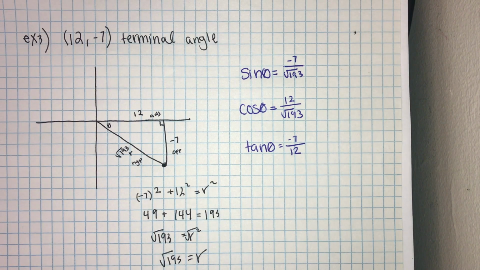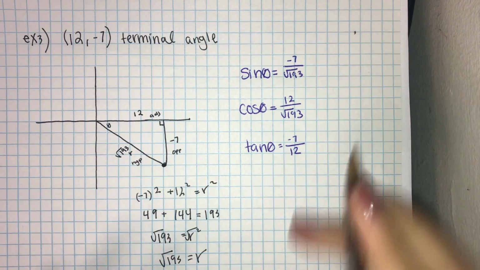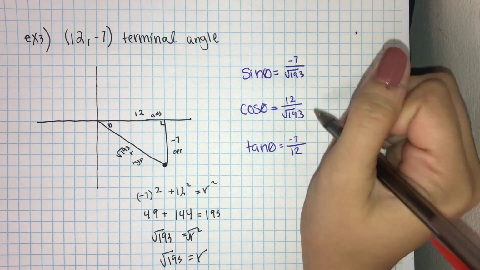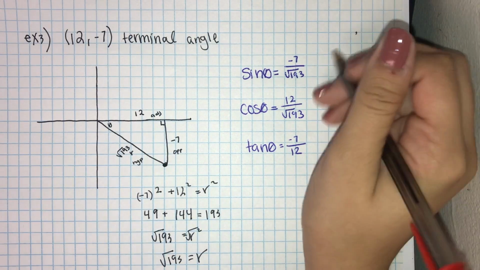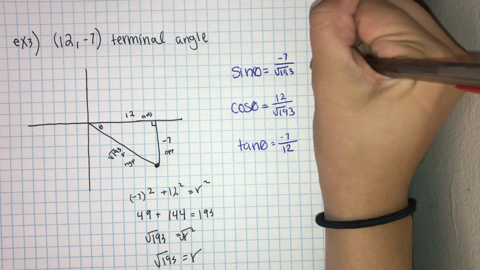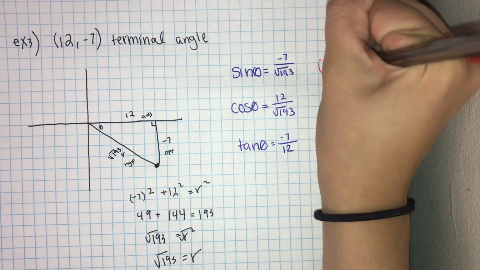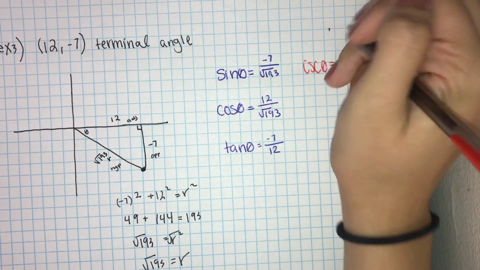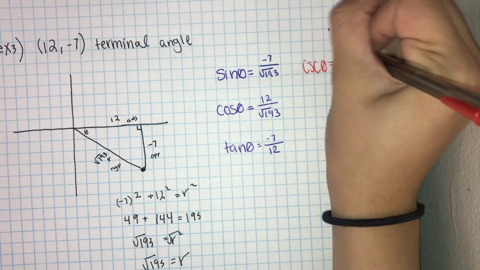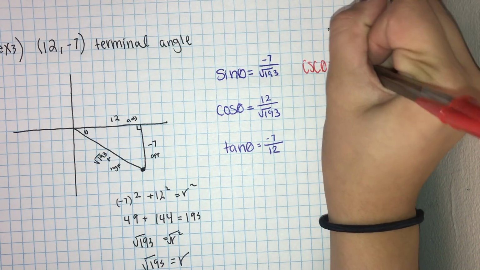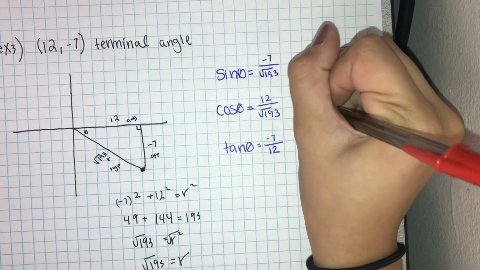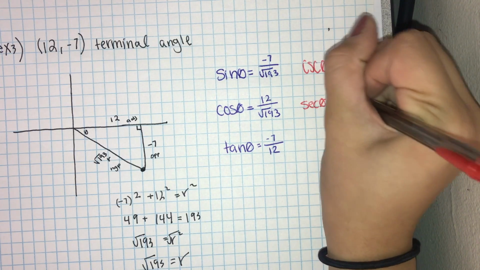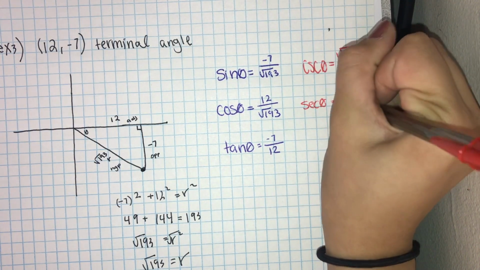Then I'm going to switch pen colors yet again. And we're going to do our reciprocals. So cosecant, we would just switch our values. Secant. And then cotangent.